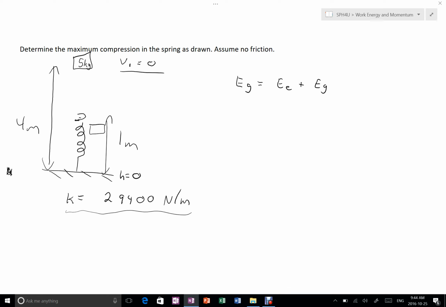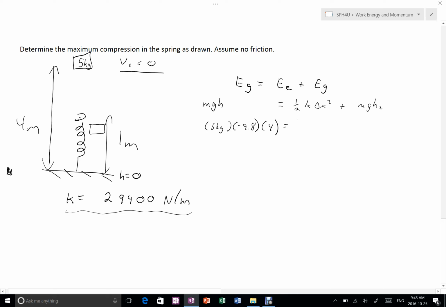And so my initial gravitational potential energy will be mgh, where m is 5 kilograms, g is negative 9.8, and my height is 4. And my elastic energy then is going to be equal to 1/2 k delta x squared, and my final is going to be mgh2. That's my final gravitational.